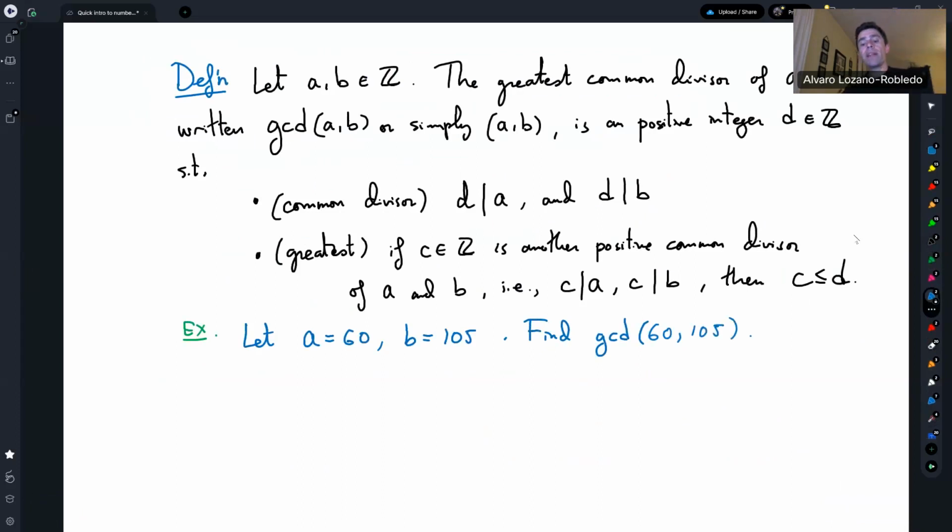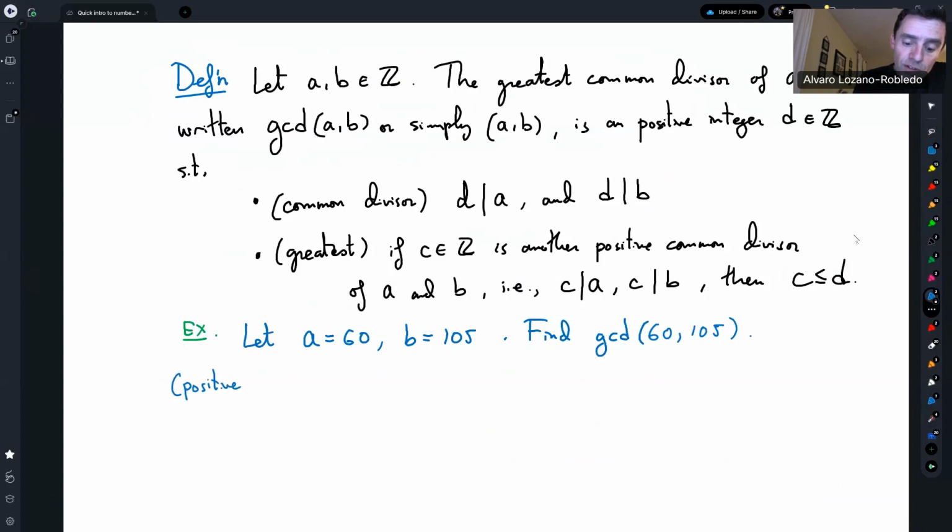So right now we have no tools to do this other than if I have 60, I'm going to write all the divisors of 60. I'm going to write all the divisors of 105, and I'm going to compare, see which ones are common and which one is the greatest. To find all the divisors of 60, I have no tools again. So what I'm going to do is just try dividing by every number between 1 and 60 and see which ones are divisors. We will see better ways of doing this, of course, to find divisors and to find the greatest common divisor of two numbers. But this is one algorithm, which is a very bad algorithm.